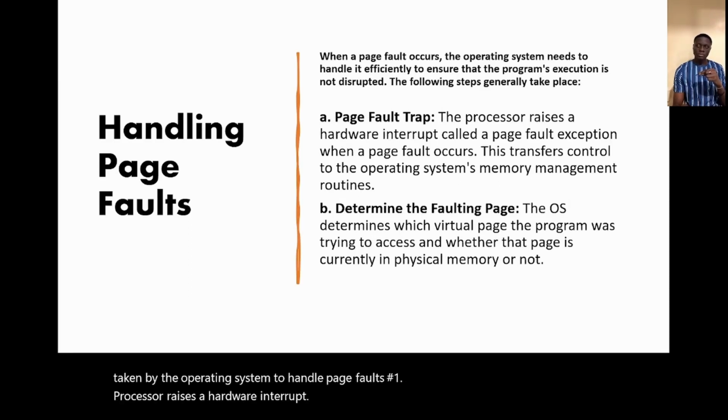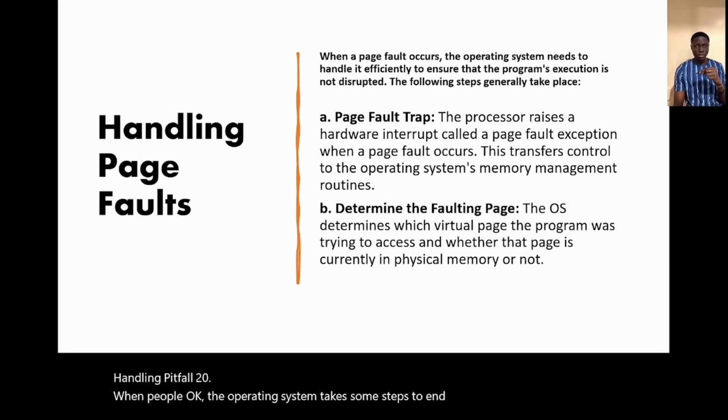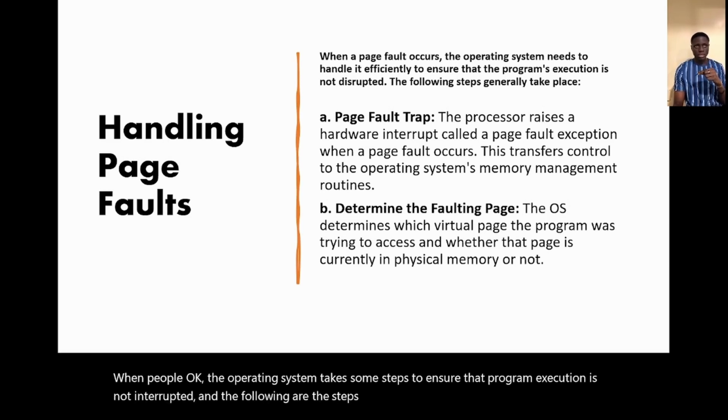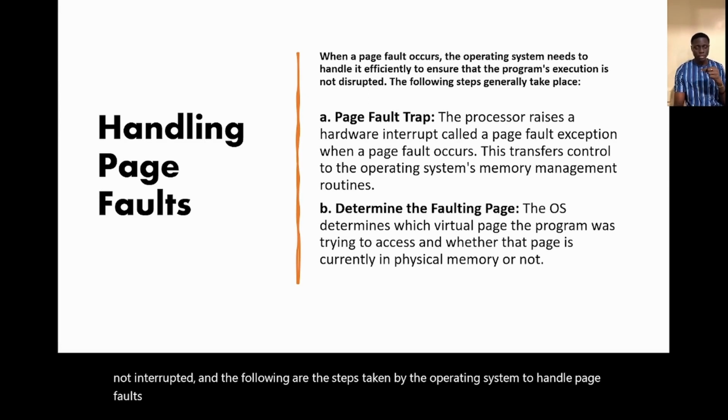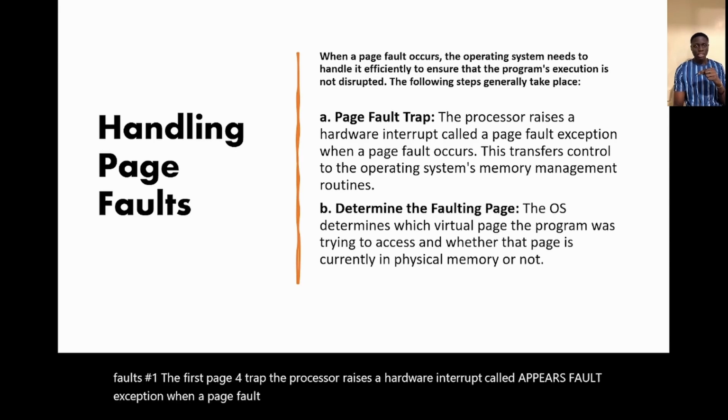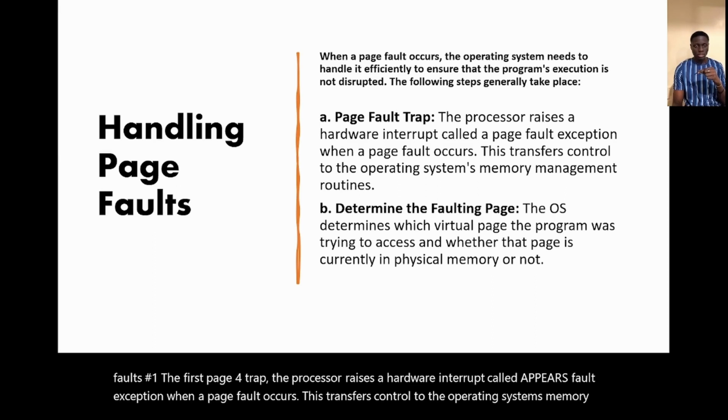Handling page faults. When a page fault occurs, the operating system takes some steps to ensure that program execution is not interrupted. The following are the steps taken by the operating system to handle page faults. Number 1, the first step, page fault trap. The processor raises a hardware interrupt called a page fault exception when a page fault occurs. This transfers control to the operating system's memory management routines.